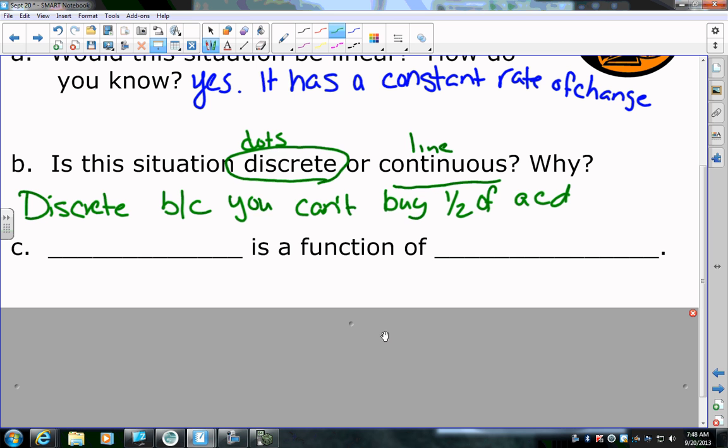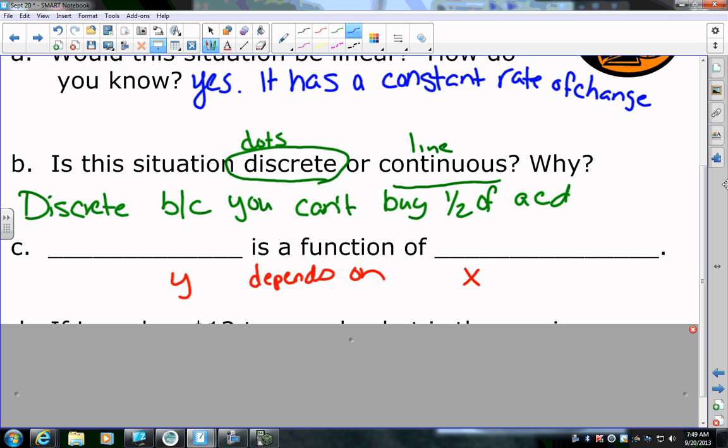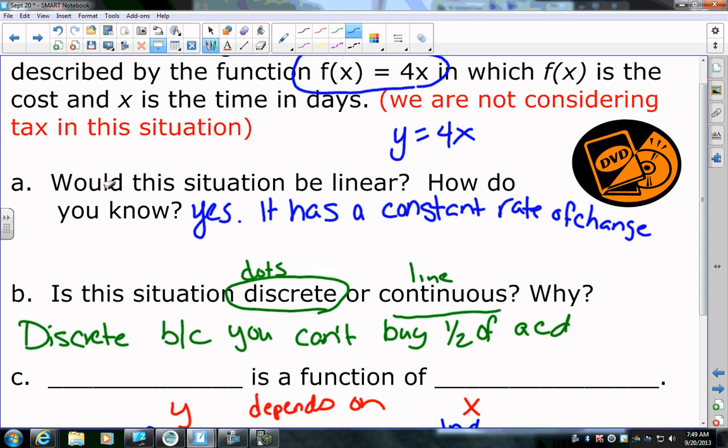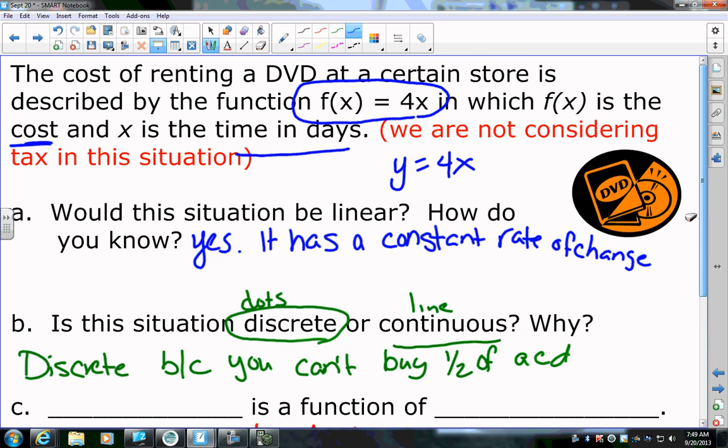Now it says blank is a function of blank. Okay, I need you to remember that function of is the same as depends on. So y depends on x, or you could say that the dependent depends on the independent. Well, up here, what we're talking about is the cost and the time in days. What time in days? Oh, yeah, renting the number of DVDs.